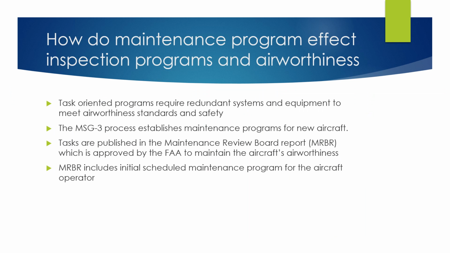How do maintenance programs affect inspection programs and airworthiness? The task-oriented programs require redundant systems in the event of in-service failures so that the equipment and aircraft can meet airworthiness standards and safety. The MSG3 process collects data and establishes maintenance programs for new aircraft, which in turn publishes the tasks in the Maintenance Review Board report, which is approved by the FAA as the aircraft's airworthiness criteria.